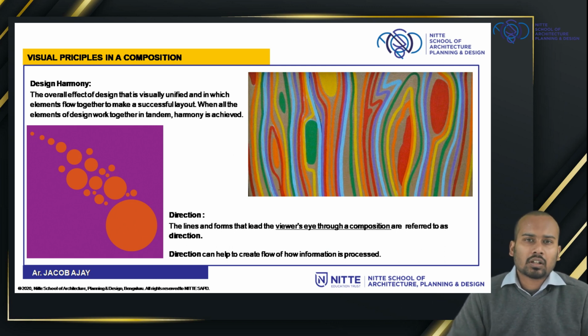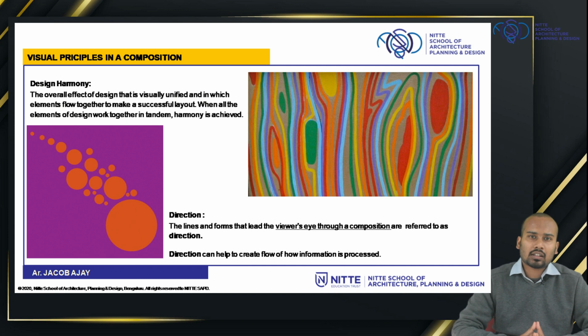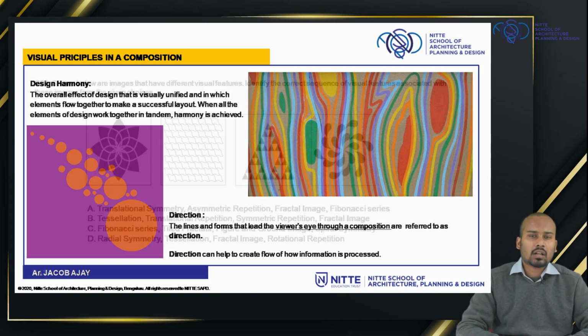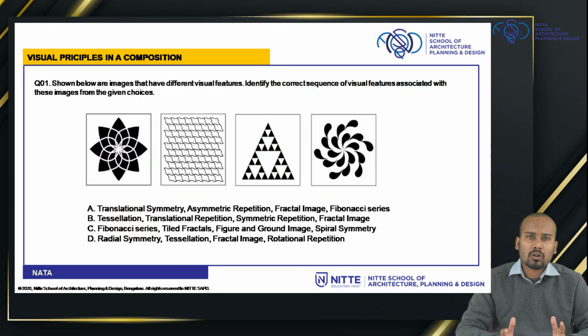What is direction? The lines and forms that lead a visitor's eye through a composition are referred to as direction. For example, direction can help to create how information is processed. As an example, let's now move ahead to solve question number 1.